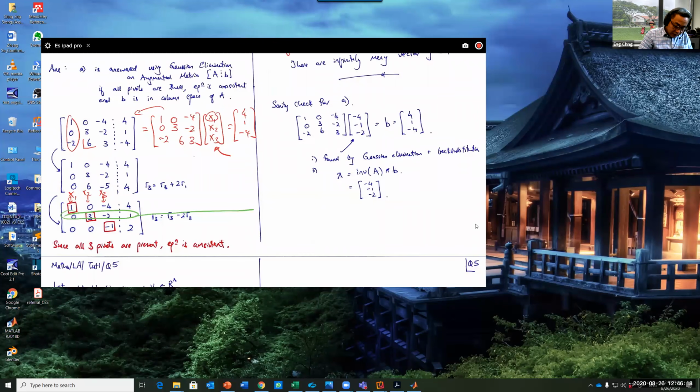Right, the second row is telling us this equation: 0 x1 plus 3x2 minus 2x3 equals 1. Since we have already solved for x3, which was minus 2, we basically can reduce the equation to 3x2 plus 4 equals 1, implying x2 equals 1 minus 4, which is minus 3, divided by 3, equals minus 1.